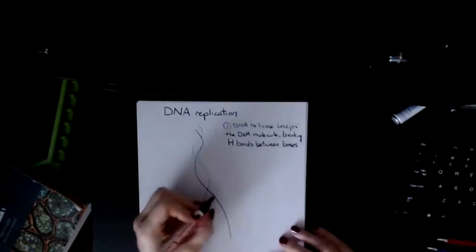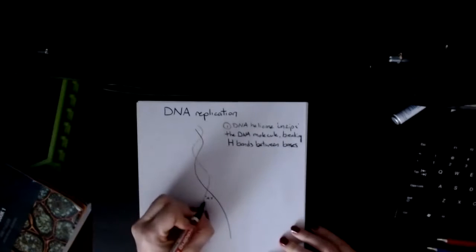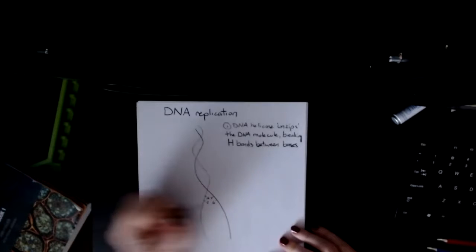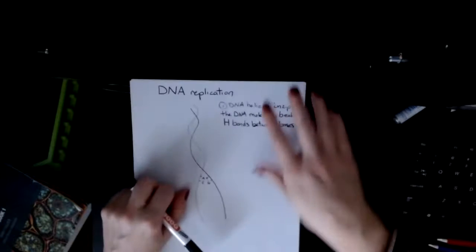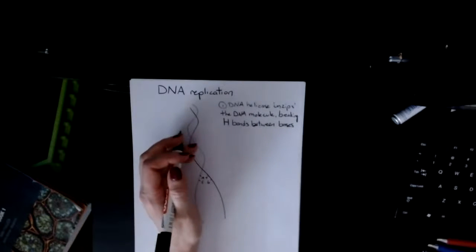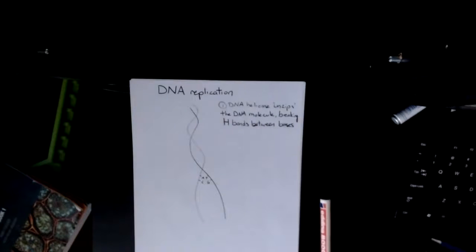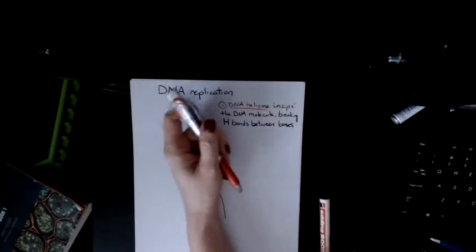All right. So for example, here, if you have an A over here, you would have a T. And then if you have a C over here, you would have a G. And so basically it's separating those two. All right, and I'm going to underline the enzymes so that you have those. So DNA helicase is the first one.